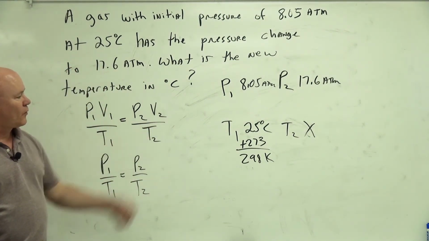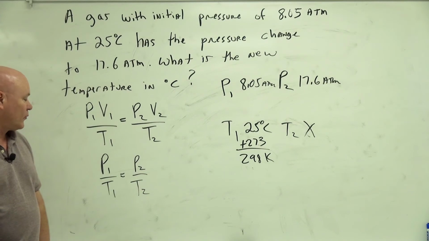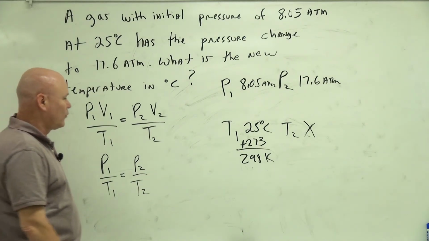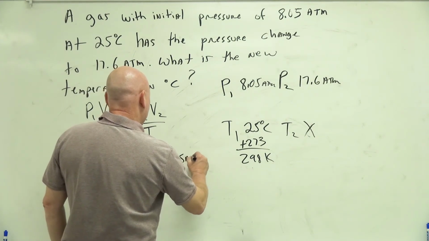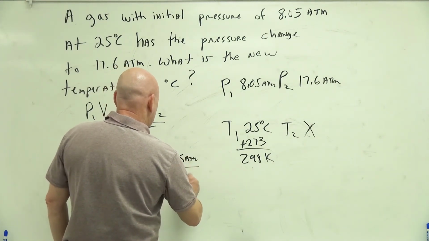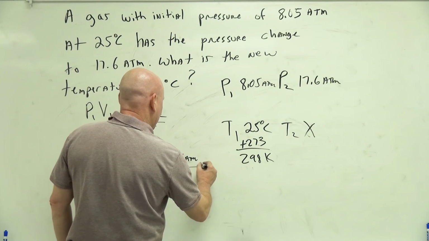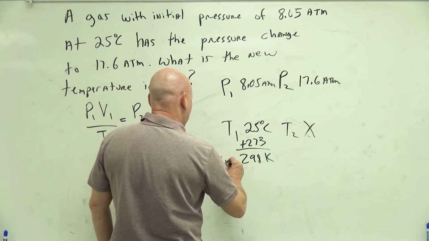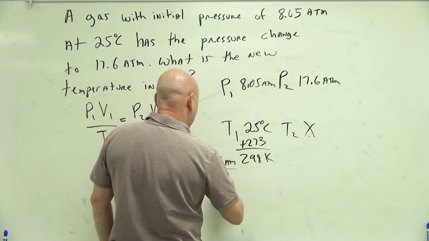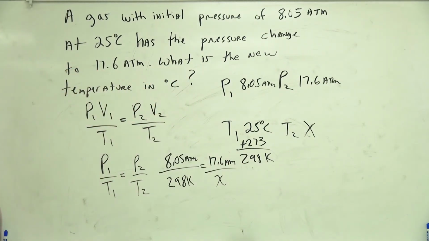Now I'm ready with my units. Pressures are in atmospheres. I have the temperature in Kelvin. So we can go ahead and plug into our equation. So P1 is 8.05 atmospheres, and we've got 298 Kelvin for temperature 1. We have our second pressure, which is 17.6 atmospheres. And I don't know what that final temperature is.